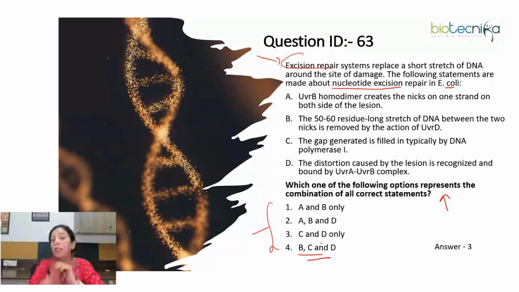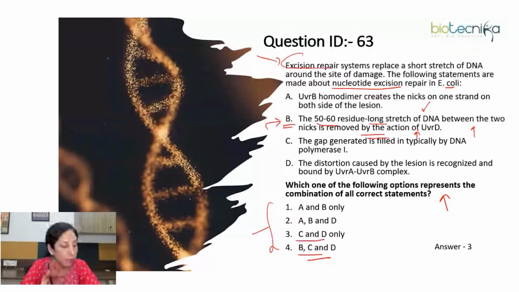But we can challenge this question, right? Why? Because here only statements C and D are correct. Okay. Now, why am I saying so? Because just look at statement B, right? Here it has been mentioned that a 50 to 60 residue long stretch of DNA between the two nicks is removed by the action of UVRD.